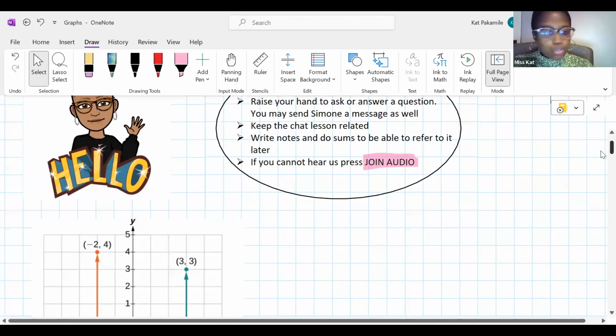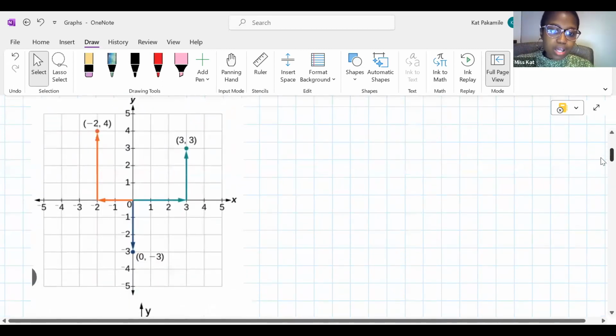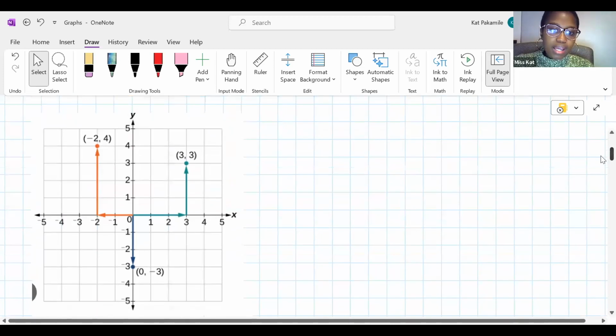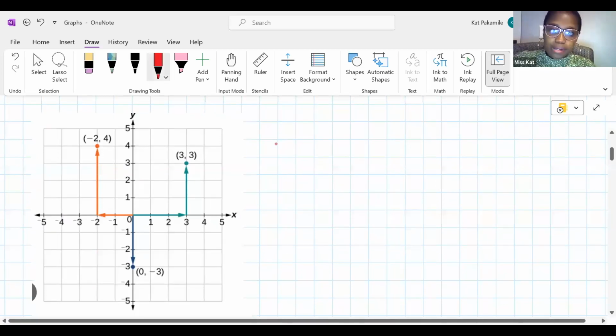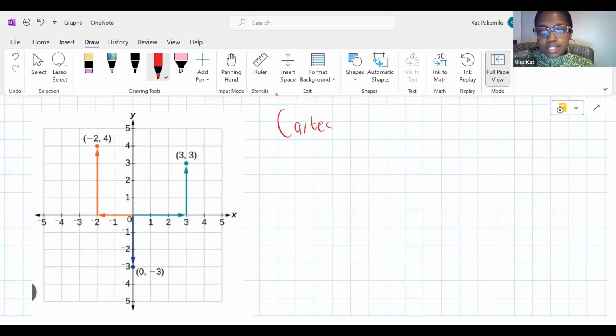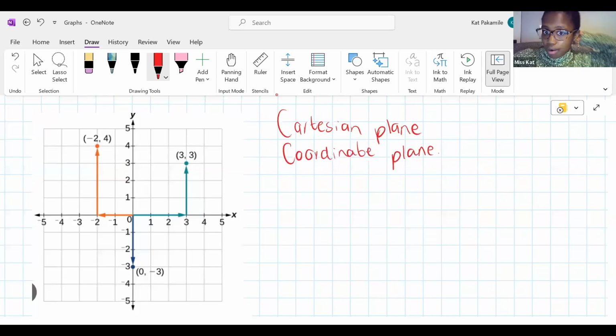So today we're going to do all about plotting points. Now what you see over here is called a Cartesian plane or coordinate plane. Okay, so this would be our Cartesian plane, or coordinate plane. All right, so this is where we plot the points that we find.